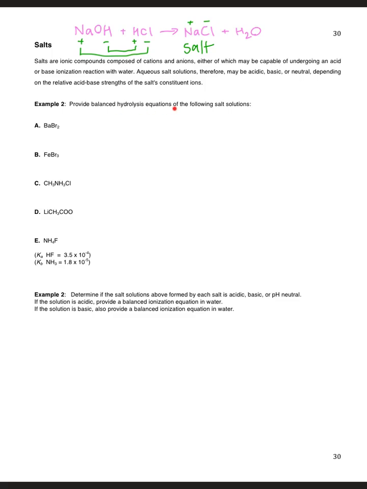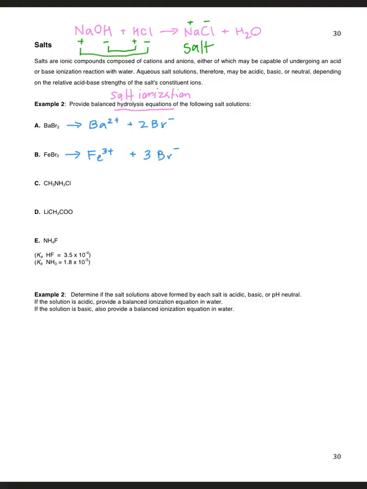Hydrolysis equation represents the equation of the salt ionization in water. For the ionic salt barium bromide, the hydrolysis equation would equal barium ion and 2 bromide ions. Because barium is in group 2A, barium becomes 2+, and bromine is in group 7A, so bromine becomes 1-. Let's go ahead and write out the hydrolysis equation for the rest of the salts. For iron bromide, the product of dissociation would be iron ion and 3 bromide ions.